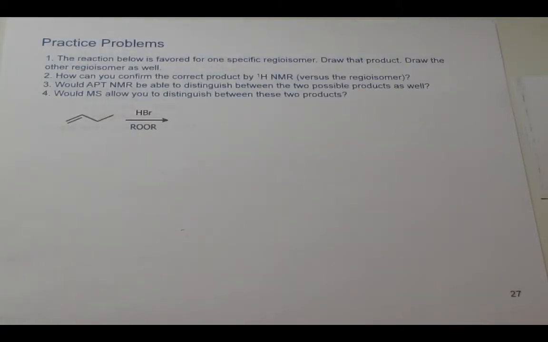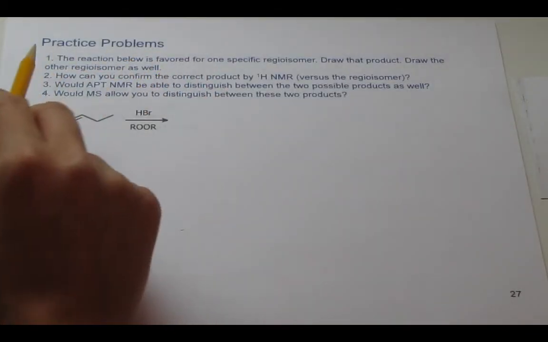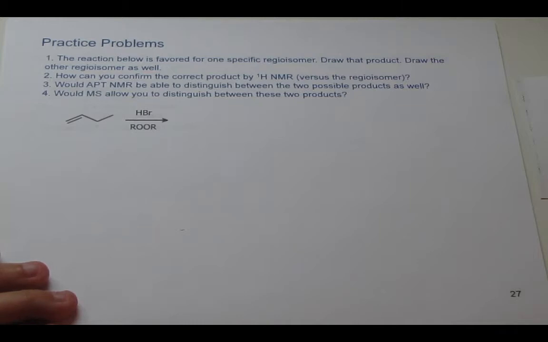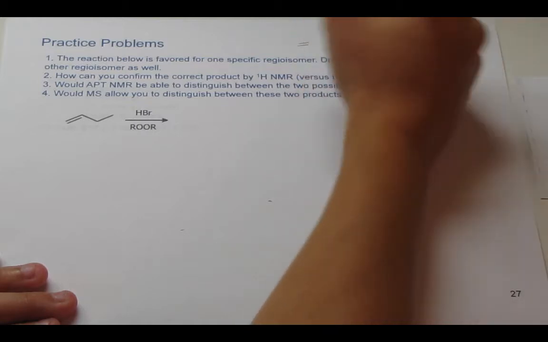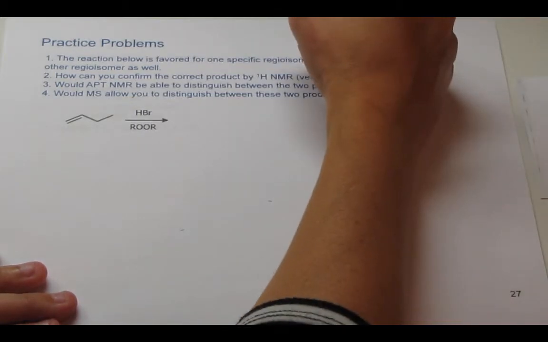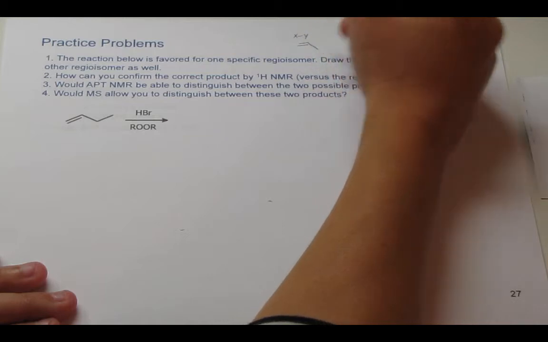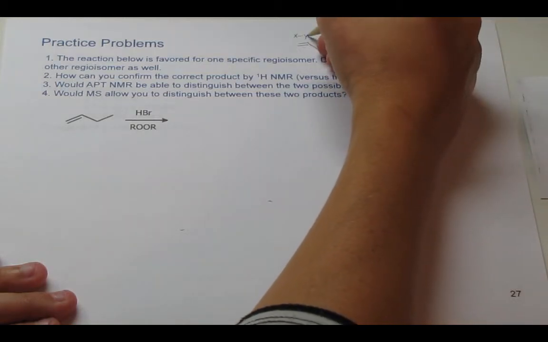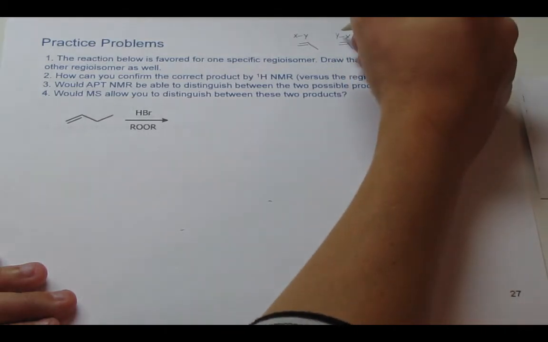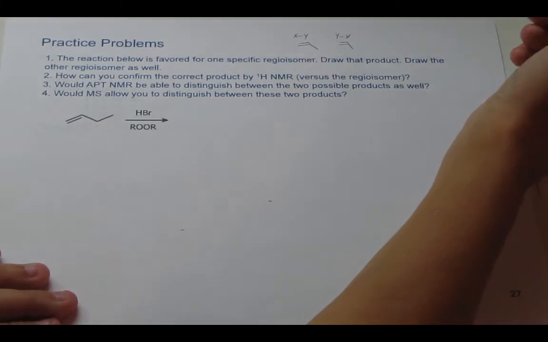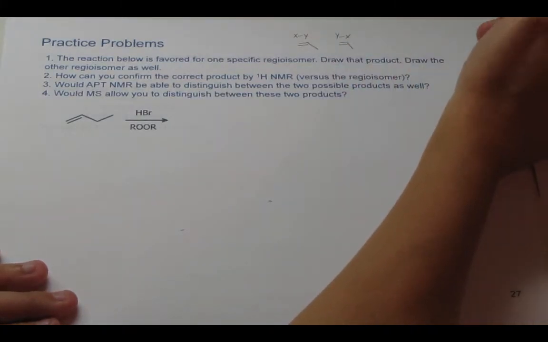All right, so the next problem, we also have a reaction. It says the reaction below is favored for one specific regioisomer. Draw that product and then draw the other regioisomer as well. So let me just quickly remind you what a regioisomer is. If we have an alkene, remember that a reagent can add to an alkene this way, such that X is on this outside carbon and Y is on the inside carbon. Or it can be reversed: Y is on the outside carbon, X is on the inside. This is what it means to be regioisomers.